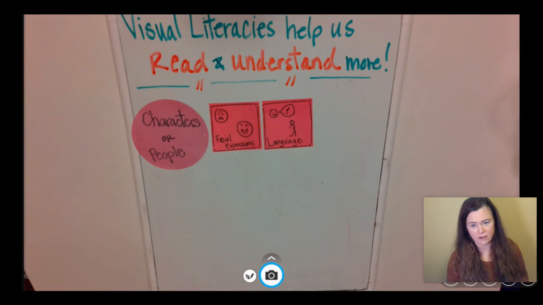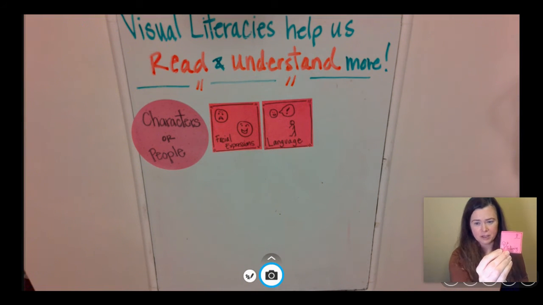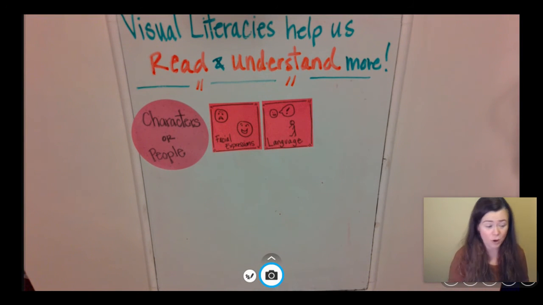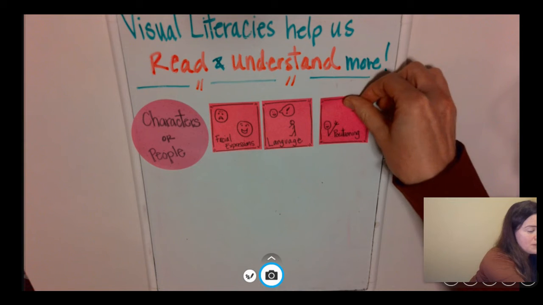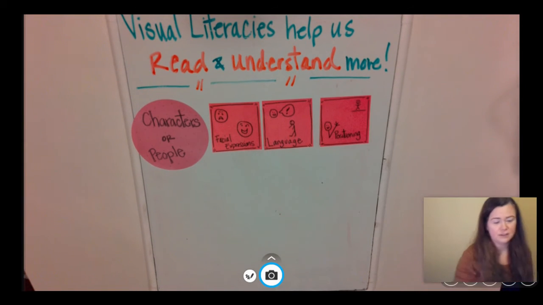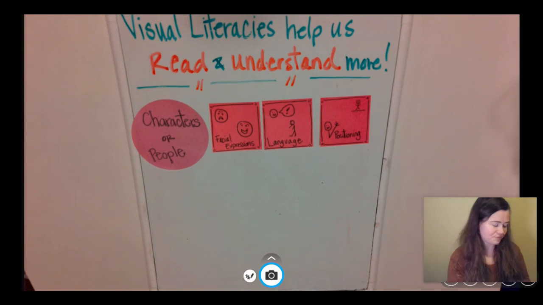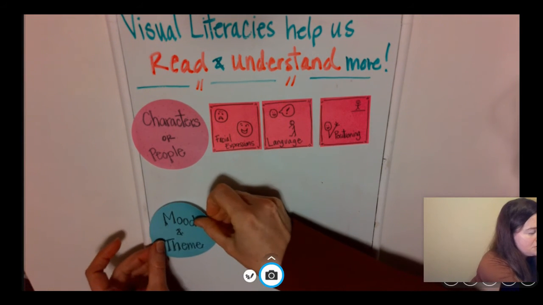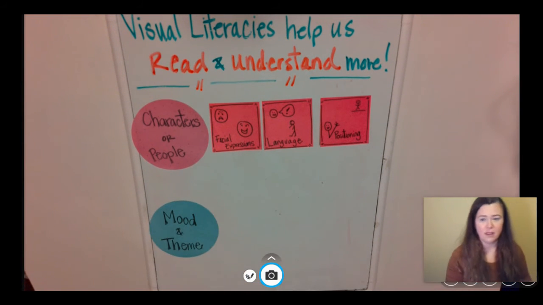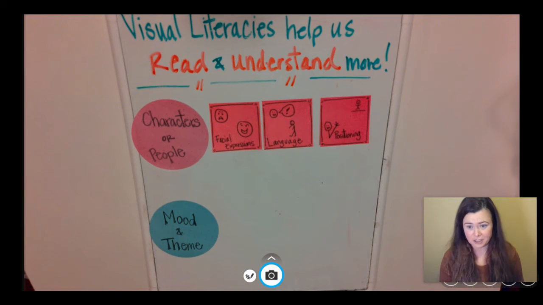Another thing we can think about is the positioning on the page. Whether or not our characters are close up or far away helps us understand what we should be paying attention to, what is more important, and that can help us get closer to understanding mood and theme. So let's take a little bit of time to think about that. Helping your students think about mood and theme can be really challenging.